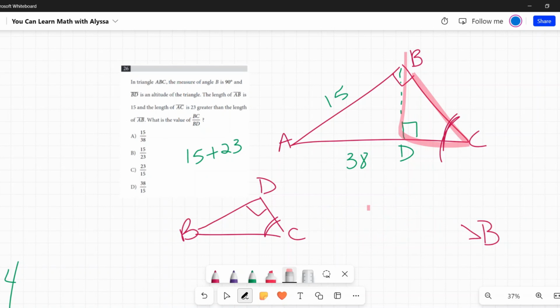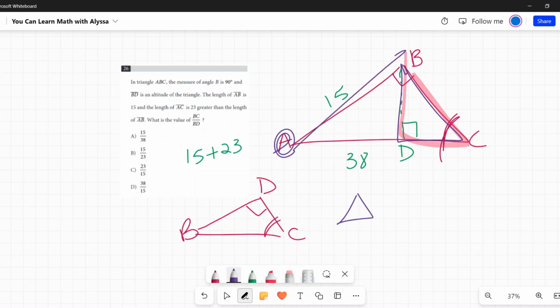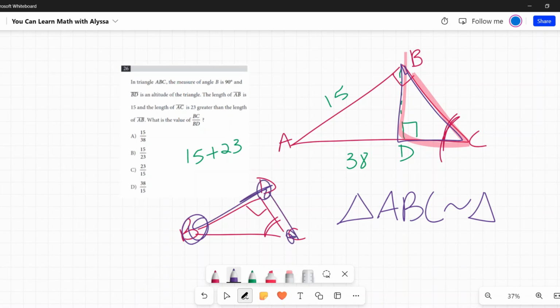Now I am going to write a similarity statement. Trust me on this, it will help. Make sure that the corresponding angles line up or match up in this statement. Honestly, this is the hardest part, just making sure that you interpret this triangle correctly. So triangle, bottom left corner to right angle to shared angle C, is ABC. It is similar to triangle, bottom left corner to right angle to shared angle C, BDC.